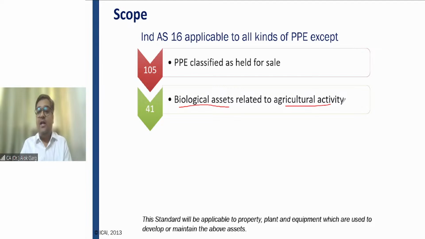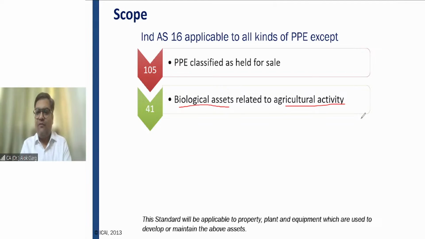Related to agricultural activity. But in biological assets, there is a concept of bearer plant. Bearer plant. What is meant by bearer plant? Bearer plants are those plants which bear fruits and vegetables for more than one period, like more than 1 year. Mango tree. Mango tree gives mangoes for more than 1 year. Banana tree gives bananas for more than 1 year, right?